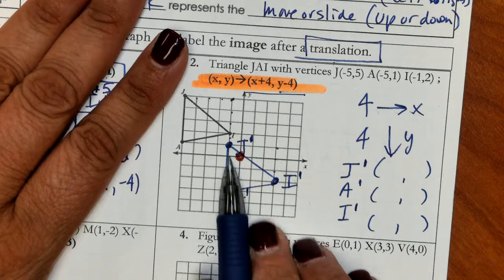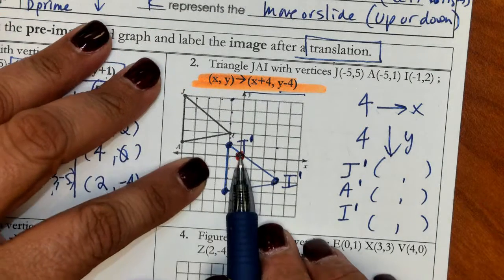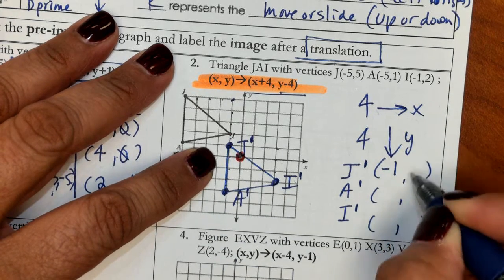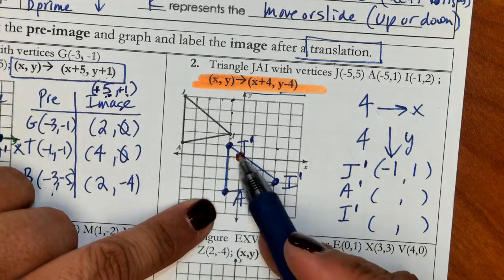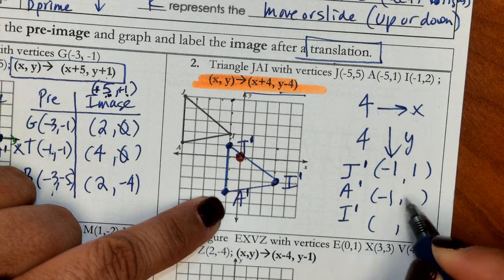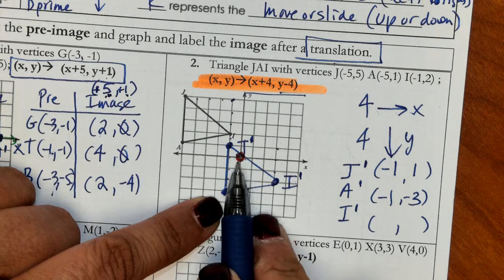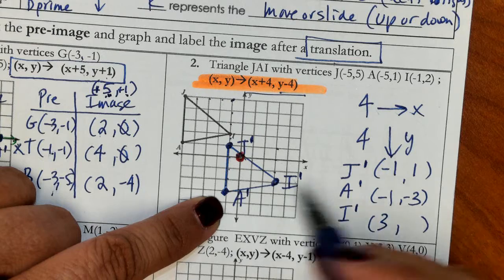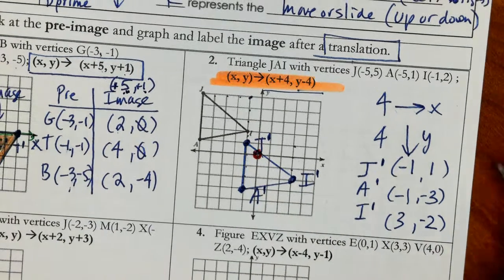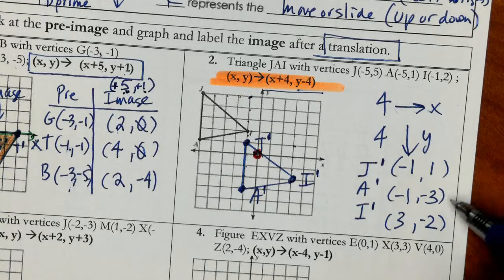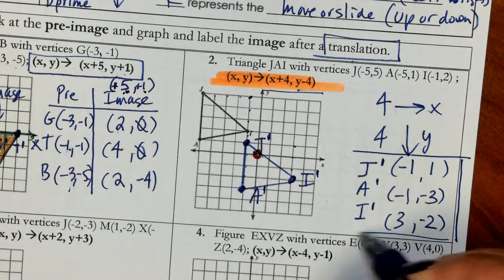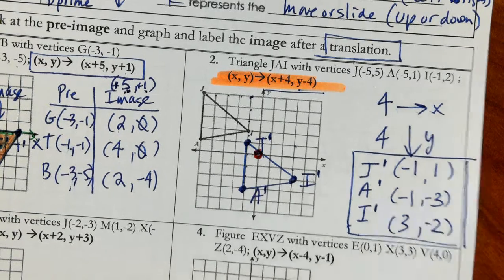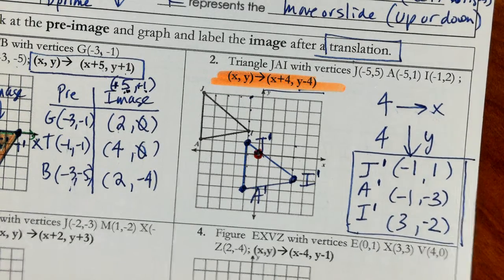And from here, I can see that this is J prime is 1, negative 1. And your A prime is negative 1, negative 3. You see what I mean by it starts getting a little sloppy? 1, 2, 3 for the I prime and negative 2. Okay? So this is the image. I'm going to box it in because that's what we're looking for on the exam. Okay? So I hope that helped. I'm double checking my answer key and I get everything right.